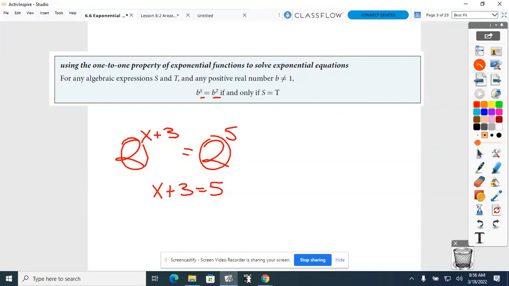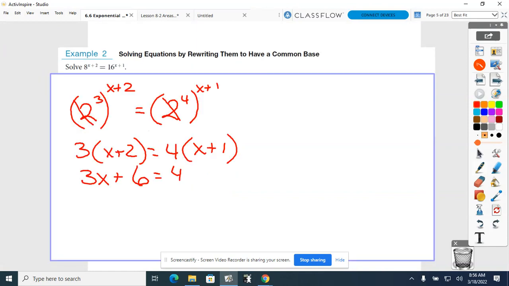All right, so the first strategy we're looking at is getting them to have the same base. That's a 2. That's a 2. If they have the same base, then I don't need to look at those. I can just look at the exponents. The problem we're doing right now, these have an 8 and a 16.